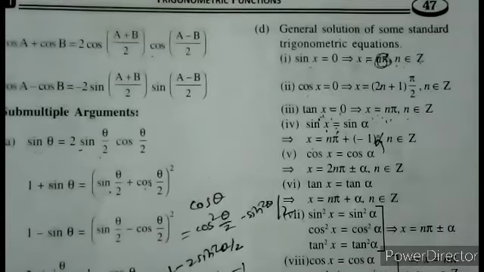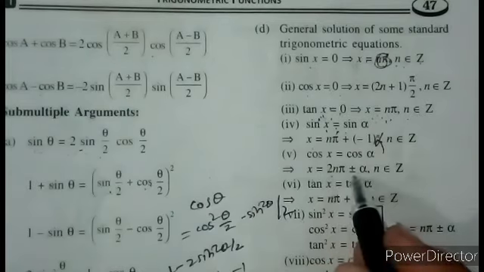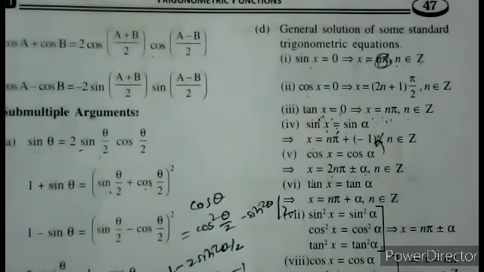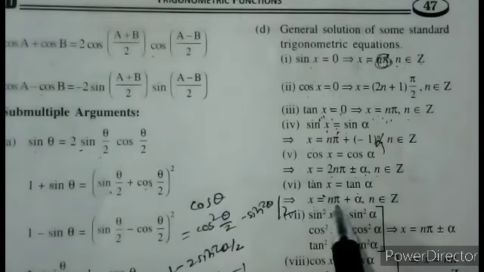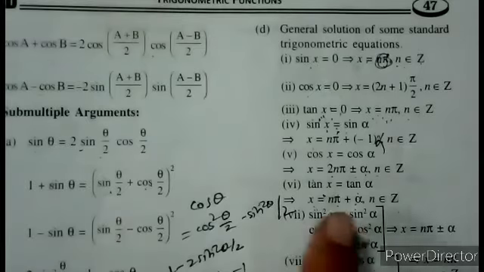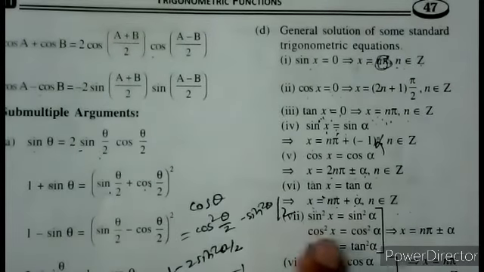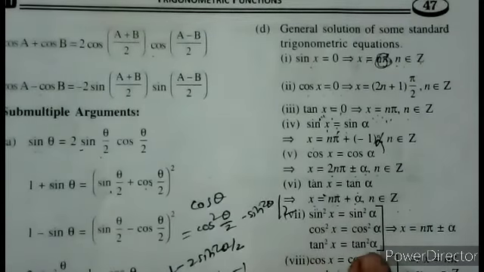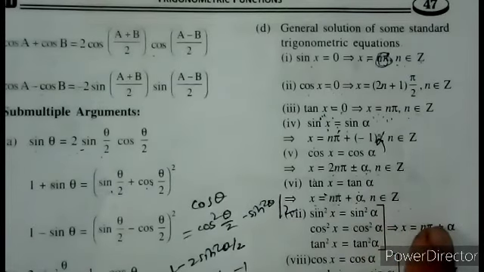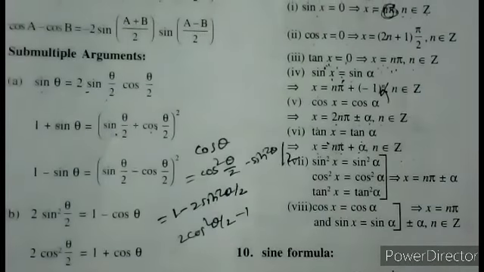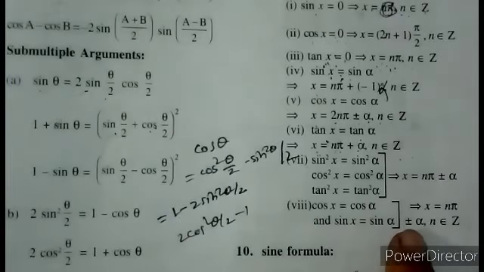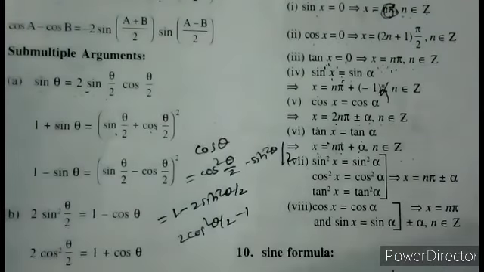If we consider cos x is equal to cos alpha, then x is equal to 2n pi plus or minus alpha, where n belongs to Z. If tan x is equal to tan alpha, then x is equal to n pi plus alpha, n belongs to Z. Sin square x equal to sin square alpha, cos square x equal to cos square alpha, or tan square x equal to tan square alpha, then x is equal to n pi plus or minus alpha. If cos x is equal to cos alpha and sin x is equal to sin alpha, then the formula is 2n pi plus alpha, n belongs to Z.